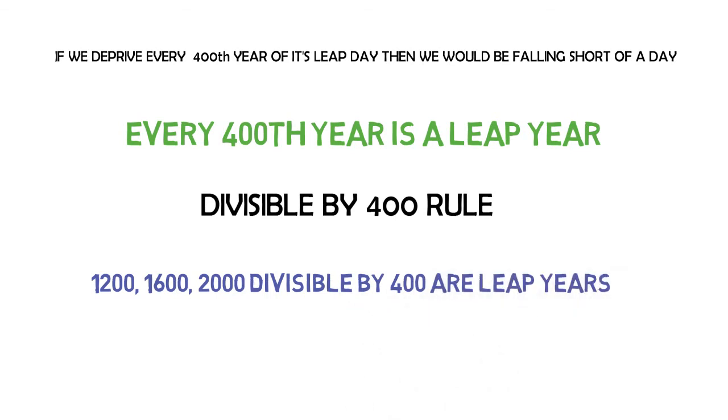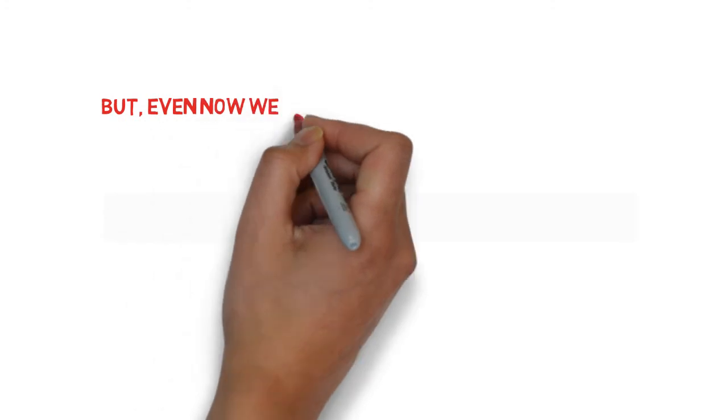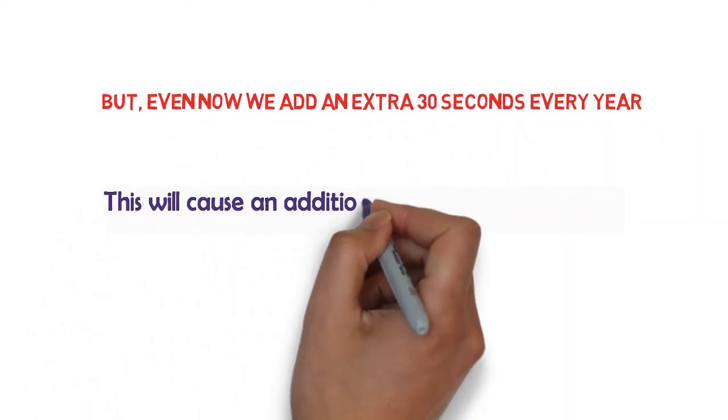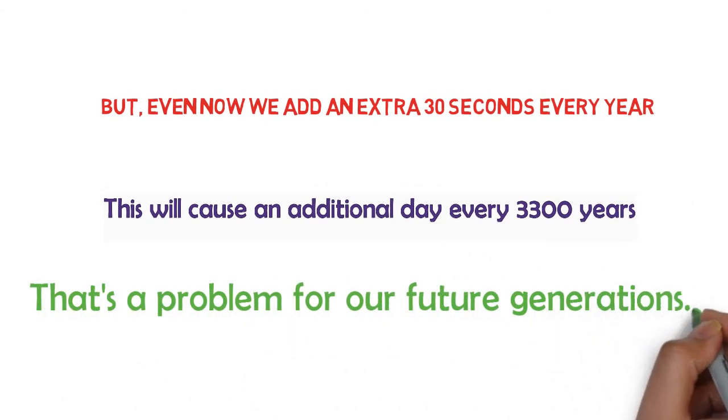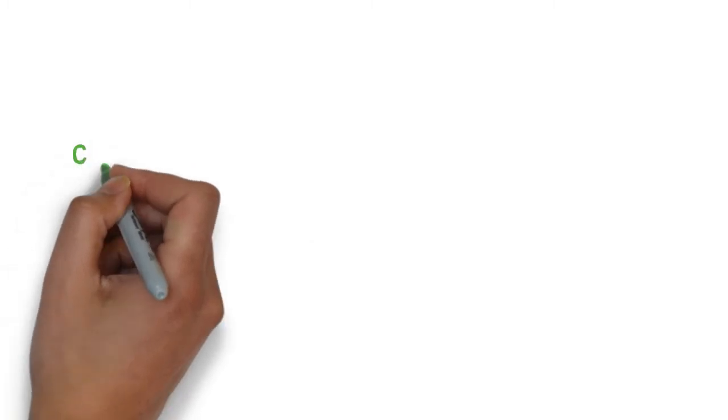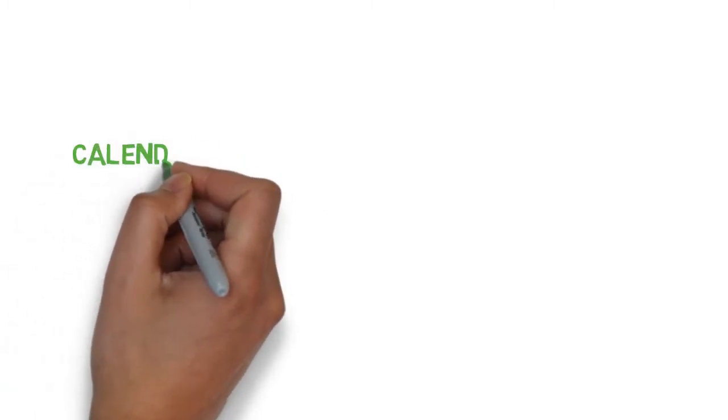But even now we are adding up to 30 seconds per year to the calendar, which will cause a problem so far in the future for future generations, which are millennia away. So we don't need to worry about it right now. Now to the question of why we really need a leap year or a leap day every 4 or 400 years. It's, as I said, to balance the calendar.